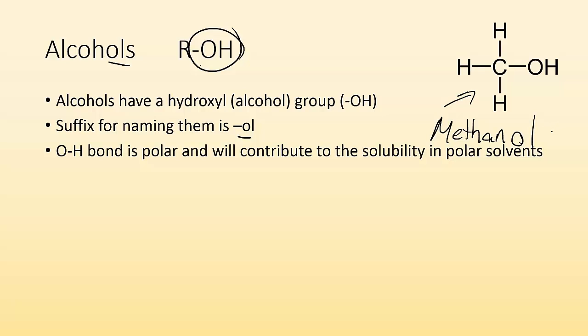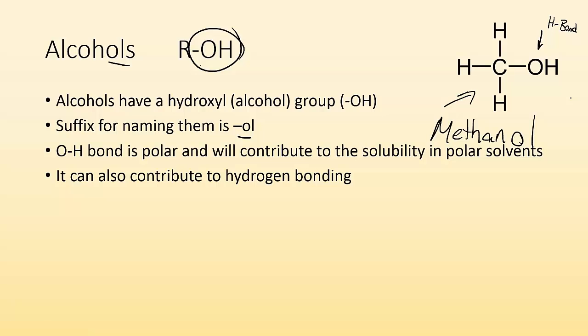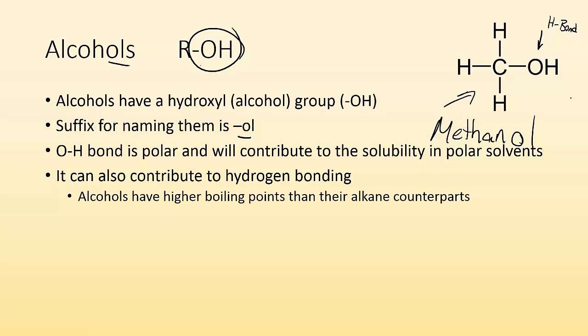The OH bond is polar and will contribute to solubility in polar solvents. Alcohols generally are soluble in water because they have a polar bond, which is also available for H bonding, which is what you see in water. So they have similar attractive forces, and alcohols will dissolve in water. Alcohols have higher boiling points than their alkane counterparts. If I take a look at methane versus methanol, the methanol is going to have a higher boiling point because of that stronger attractive force, because of that functional group that's there.